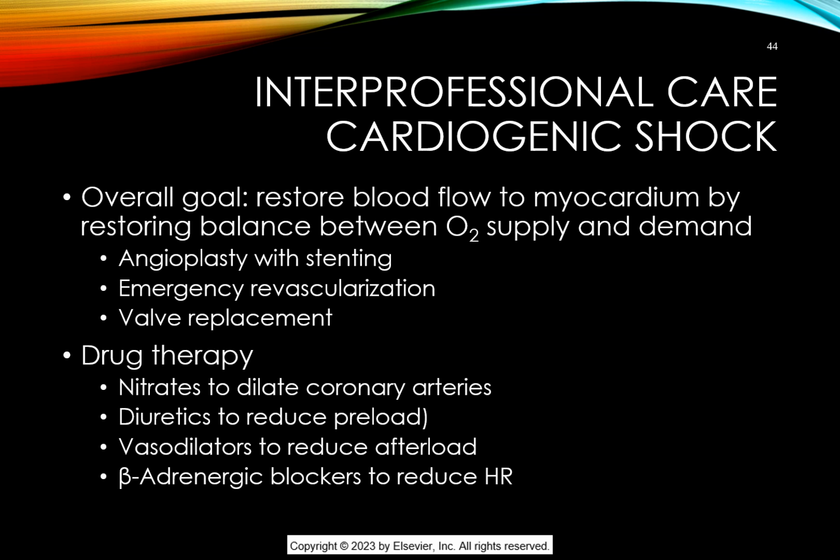Interprofessional care. Same thing we've been talking about, restoring blood flow. So this is focused on the cardiogenic shock. So restoring blood flow to the myocardium by restoring that balance between the O2 supply and demand. So sometimes you're going to use angioplasty, you're going to have stenting to help that blood flow, emergency revascularization, and valve replacement. We talked about some of that with our MI patients. We're going to have drug therapy, so we're going to use nitrates to dilate our coronary arteries. We're going to use diuretics to reduce our preload, vasodilators to reduce afterload, and then those beta-adrenergic blockers to reduce our heart rate.